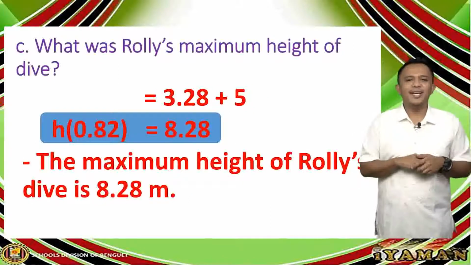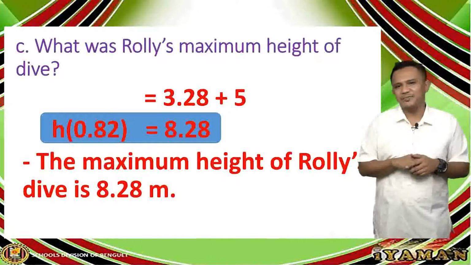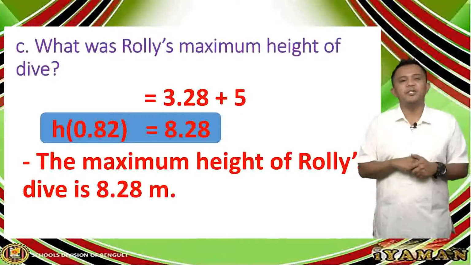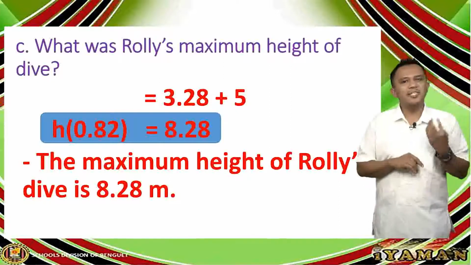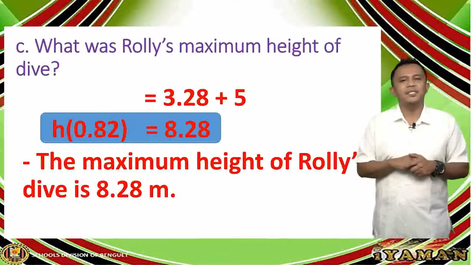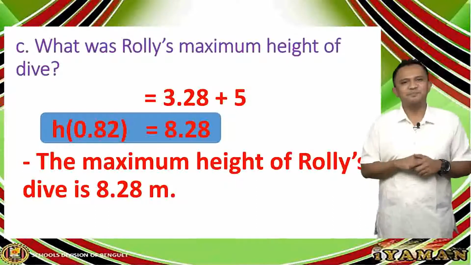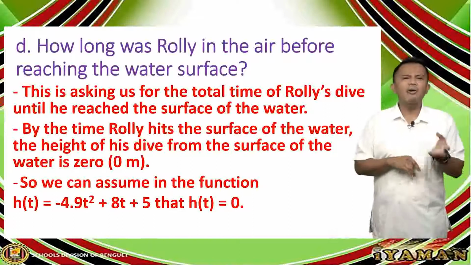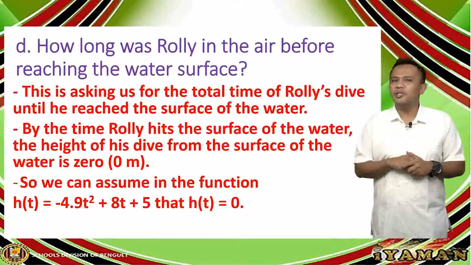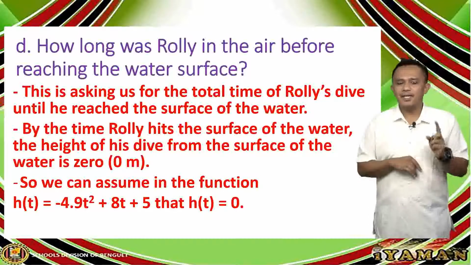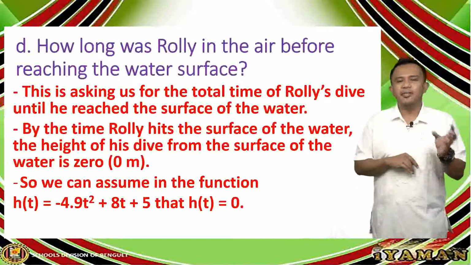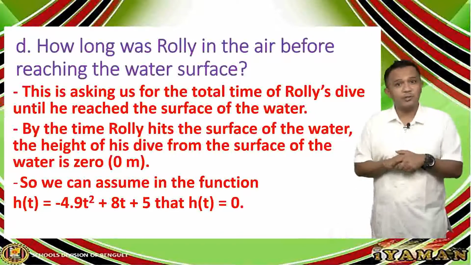Continuing, we have 3.28 plus 5, and we will now have a result of h of 0.82 equal to 8.28. The maximum height of Rolly's dive is 8.28 meters. Finally, we have the last one, letter D. How long was Rolly in the air before reaching the water surface? This is asking us for the total time of Rolly's dive until he reached the surface of the water.